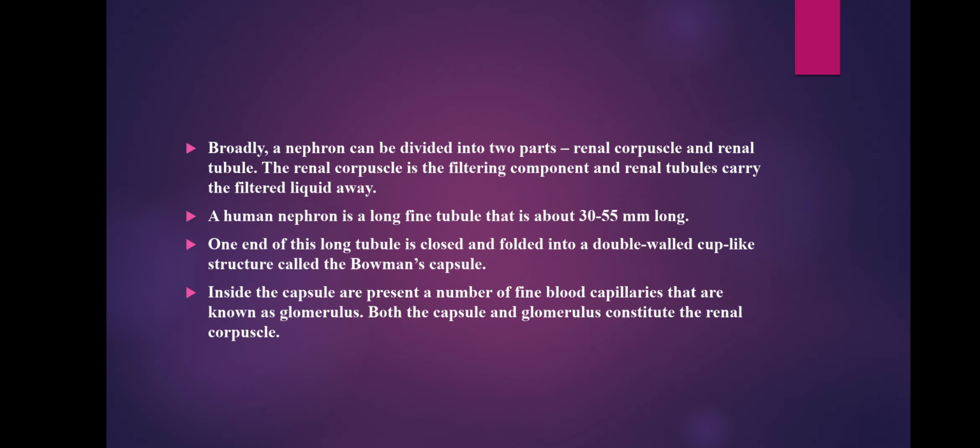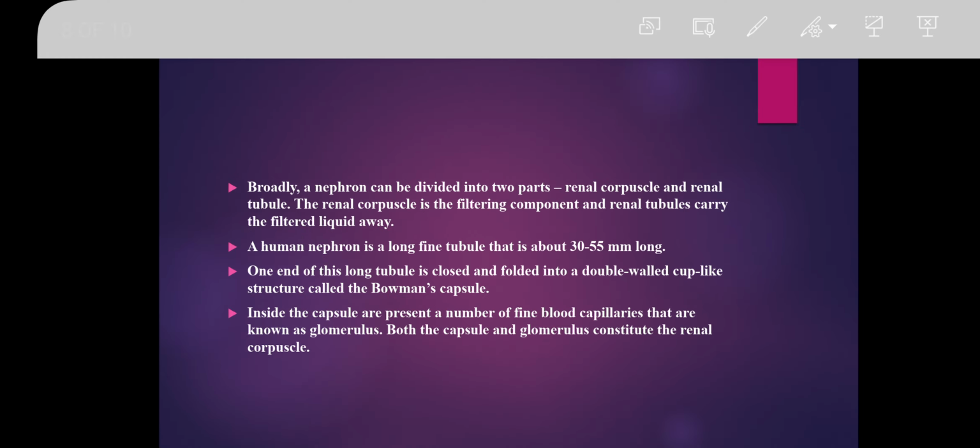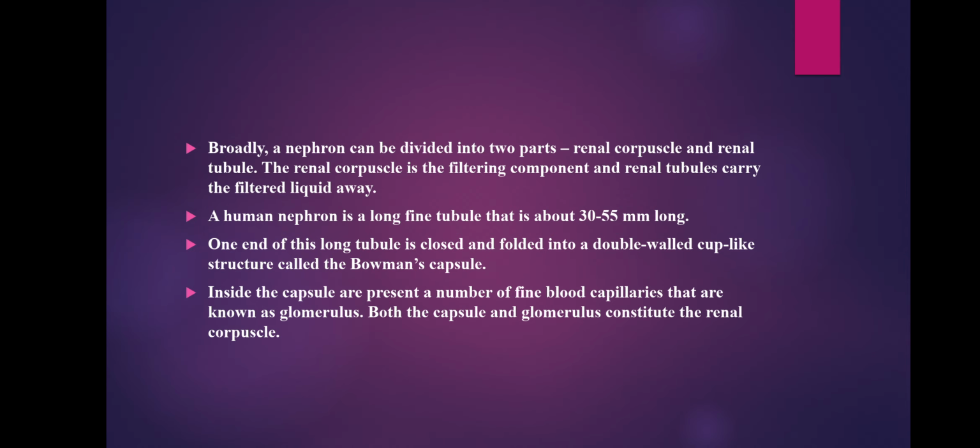Each corpuscle is made of the glomerulus and Bowman's or glomerular capsule. The glomerulus is a mass of capillaries which is supplied with blood by an afferent arteriole of the renal circulation. Bowman's or glomerular capsule surrounds the glomerulus and is made of a visceral inner layer and a parietal outer layer.